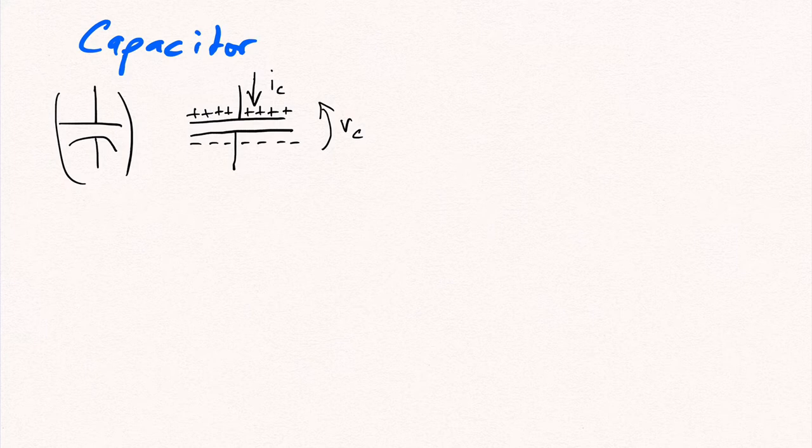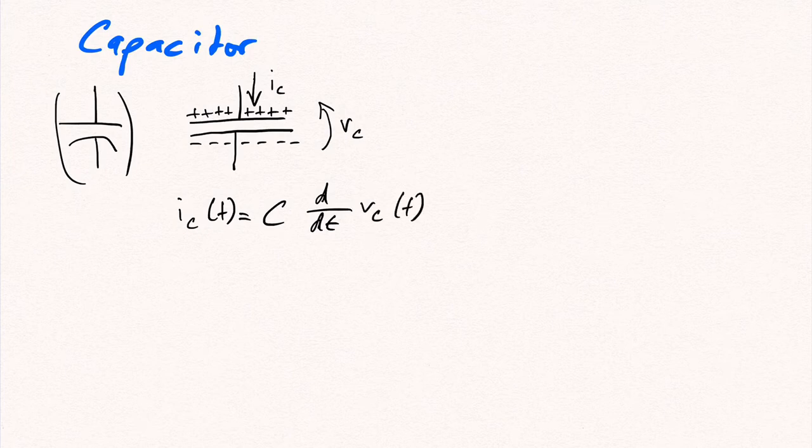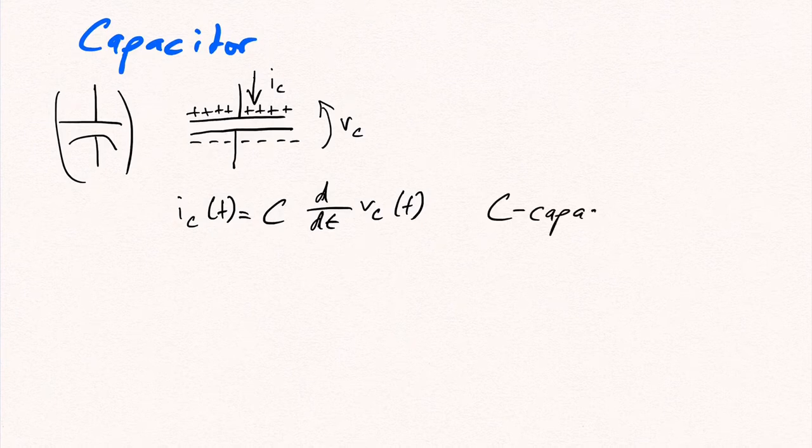Due to this ability to accumulate charge, the capacitor can be used to store or deliver energy. The relationship between the voltage across a capacitor and the current through the capacitor is given by the characteristic capacitor equation. It is IC of t equals C times the first derivative with respect to time of Vc of t. Note that IC, the current through the capacitor, and Vc, the voltage across the capacitor, now both are functions of t. C is the capacitance of the capacitor, and its unit is farad, for which we use a capital F.